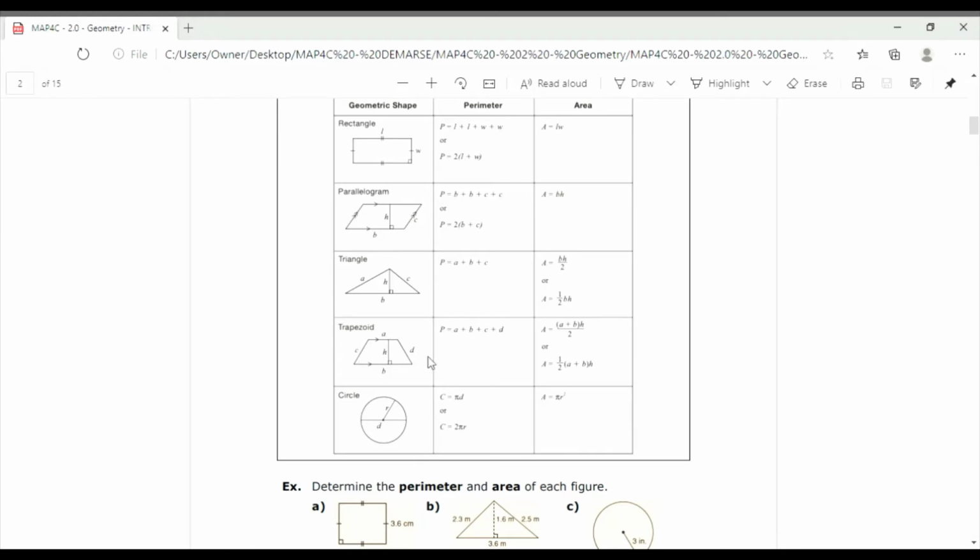So not only do we need the lengths for perimeter for a trapezoid, but for the area we actually need the height between the 2 parallel sides. (A plus b) in brackets multiplied by height and then divided by 2.